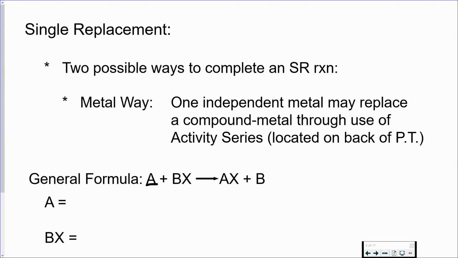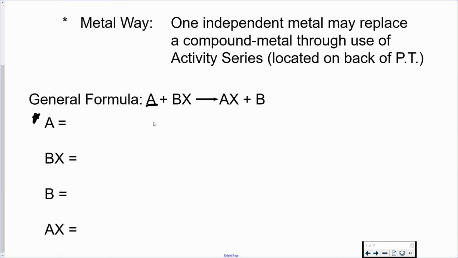Let's talk single replacement reactions. Now, there are two different types. There is the metal way and there's the halogen way. The metal way, the independent, or A, is going to be a metal. We're going to use the activity series located on the back of the periodic table in order to determine whether a reaction will occur or won't.